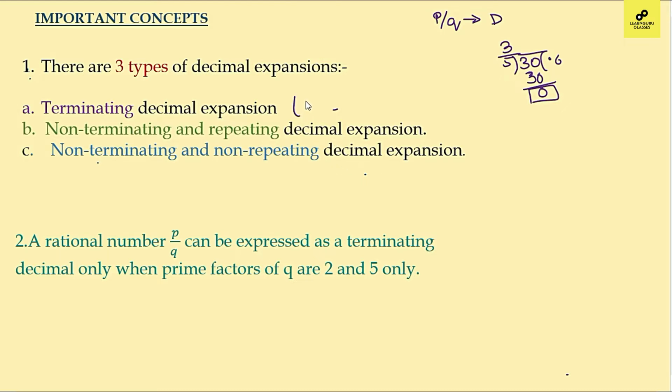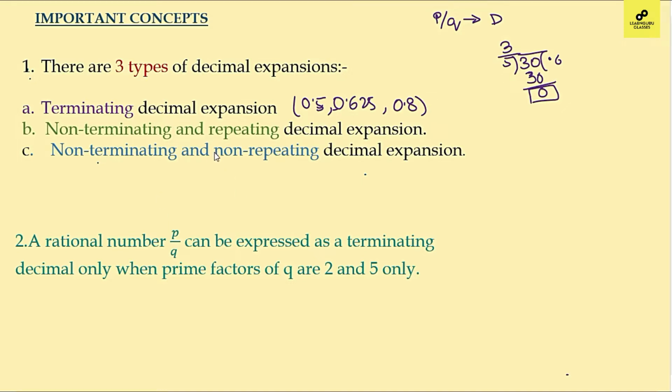Examples of terminating decimal expansion look like 0.5, 0.625, 0.8. In all these cases, if you take the equivalent fraction for this decimal and do the division, we get the remainder to be 0.